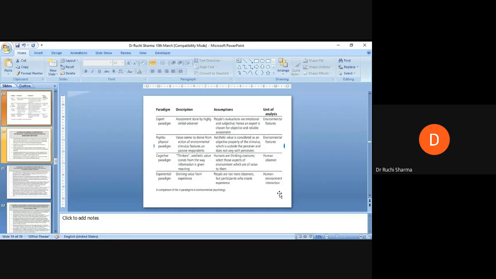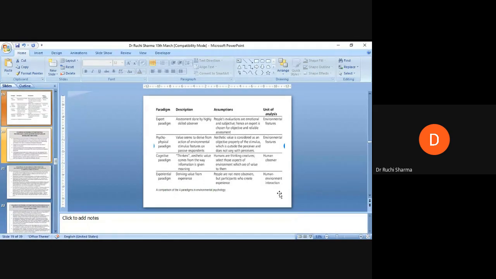There are four paradigms of environmental psychology. As you can see on the slide, on the screen, they are the expert paradigm, psychophysical paradigm, cognitive paradigm, and experiential paradigm. Now, what is the meaning of expert paradigm? Here, the assessment is done by a highly skilled observer, therefore it is known as the expert paradigm.